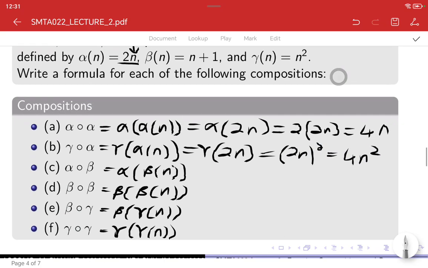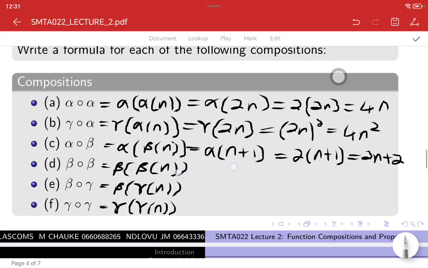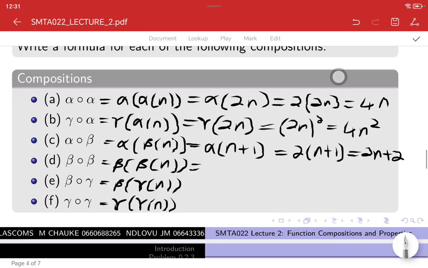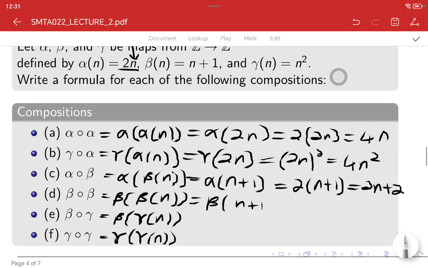And then for this one we have 5, and beta n is defined as n plus 1. Phi is defined as 2n, right? So within n we're going to put n plus 1. So this will be 2n plus 2. Then d, we're going to say this is beta, and we know that beta is defined as n plus 1.